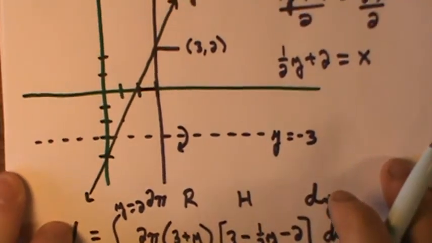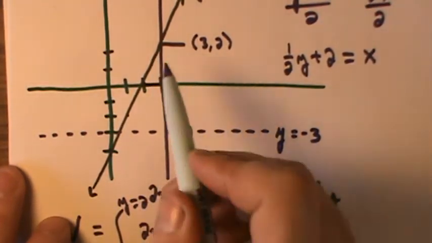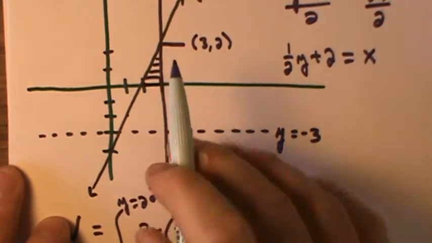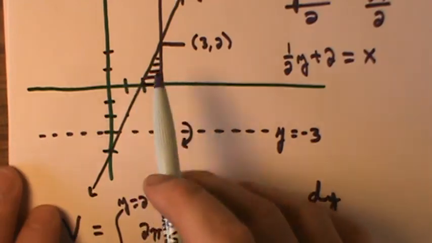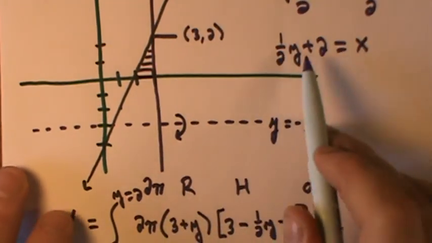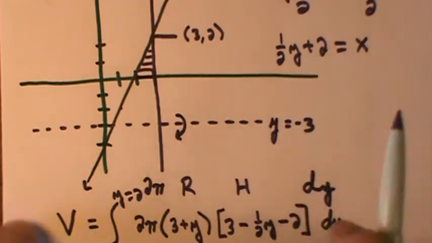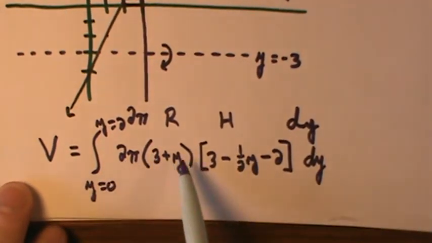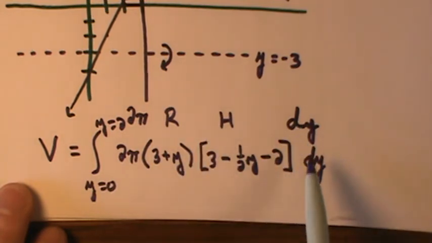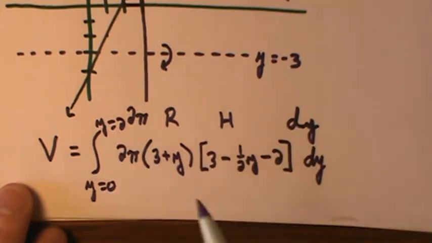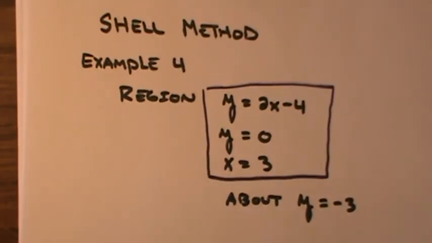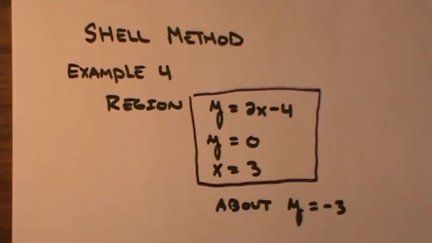And then I had to consider the height of this region here. And the height was going to be rightmost minus leftmost. So it had to be x equals 3 minus x equals 1/2 y plus 2. Of course I had to simplify it. So that was my setup. 2 pi, radius, height, dy from y equals 0 to y equals 2. And that is your fourth example for the shell method.